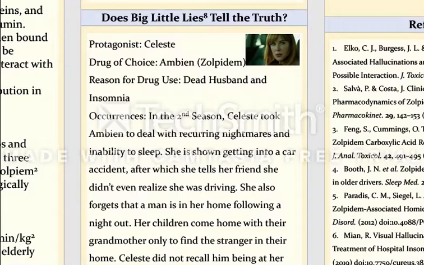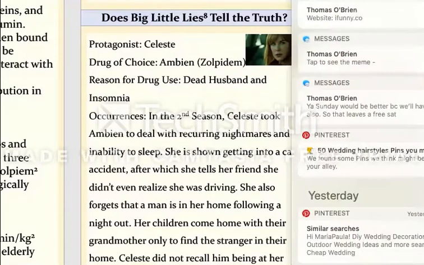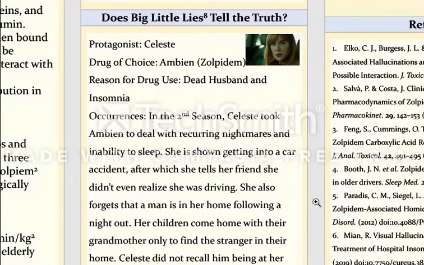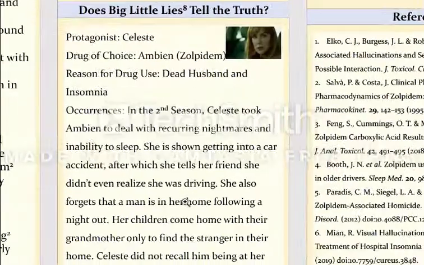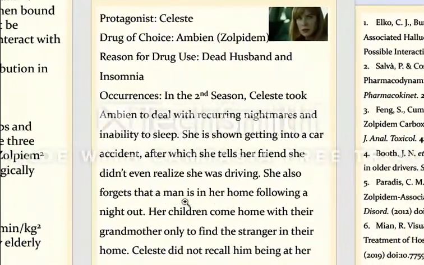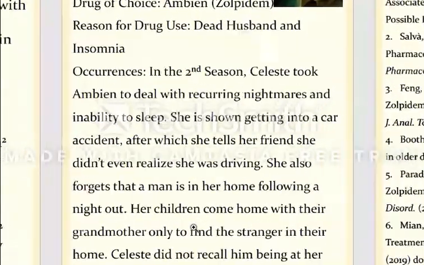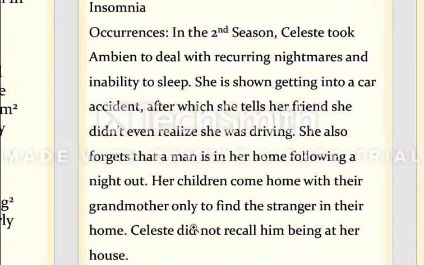And then something similar happens when she spends the night with a man, and she forgets that he's there, and her children come home with their grandmother, and all four of them are shocked to see him there because she didn't even remember that she brought him back home. So she didn't know that she actually brought him back home, so she was a little bit shocked to find him.